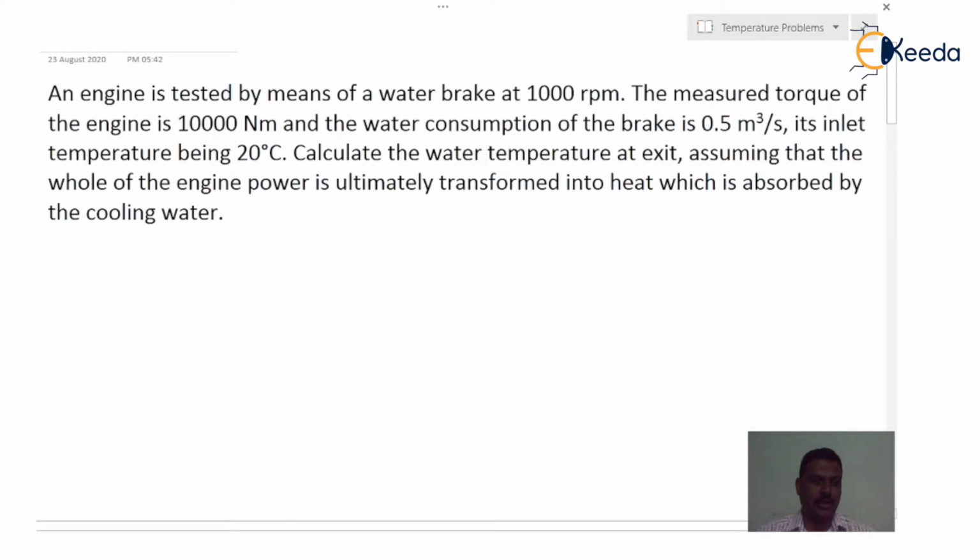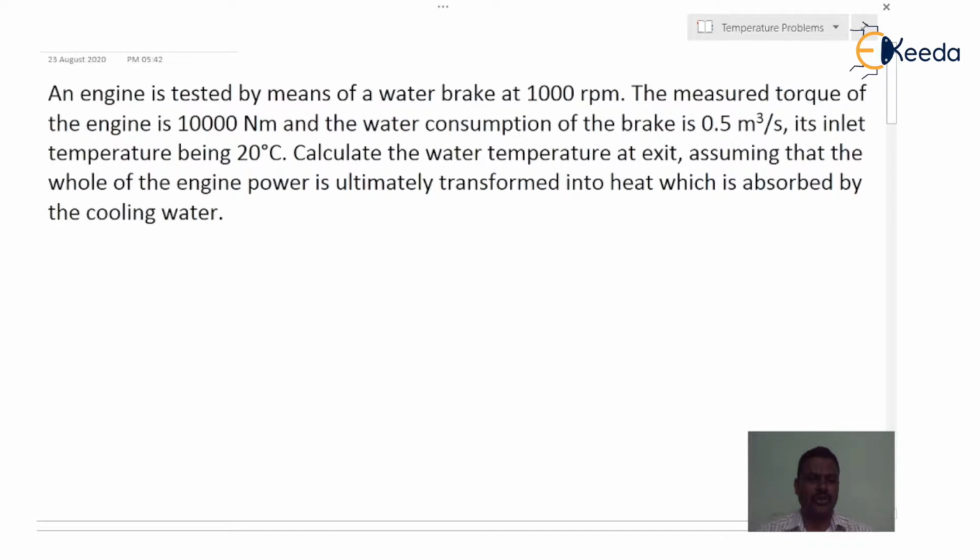In this problem, an engine is tested by means of a water brake at 1000 rpm. The measured torque of the engine is 10,000 Newton meter, and the water consumption of the brake is 0.5 meter cube per second. Its inlet temperature being 20 degrees Celsius. Calculate the water temperature at exit, assuming that the whole of the engine power is ultimately transformed into heat, which is absorbed by the cooling water.